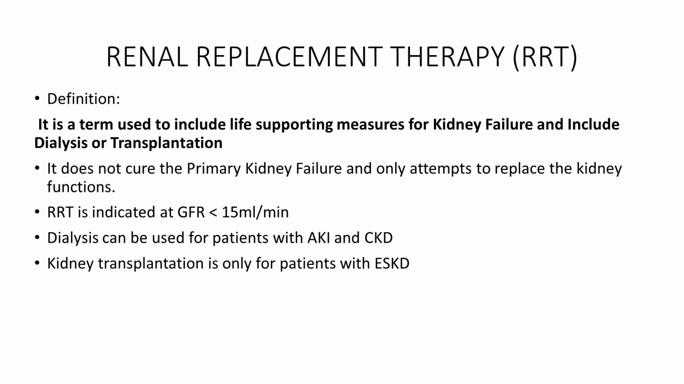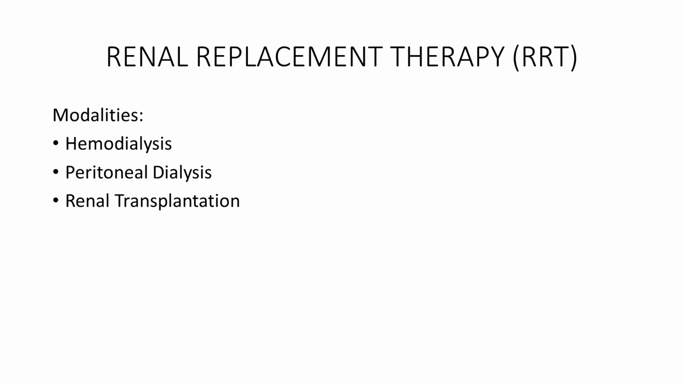Dialysis, may it be hemodialysis or peritoneal dialysis, can be used in both acute and chronic kidney disease, but kidney transplantation is only available for patients with end-stage kidney disease. You cannot perform or attempt to do a kidney transplantation in a patient of acute kidney injury in whom there is a potential for recovery of kidney function. Now, these are the modalities: hemodialysis, peritoneal dialysis, and renal transplantation.